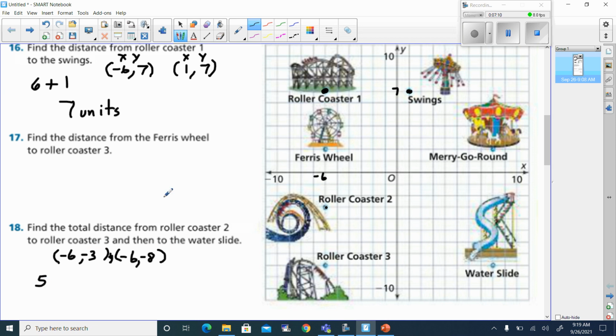Okay, and some people are saying, shouldn't I have gone ahead and taken the absolute value of both of these? No, that only is for when I'm going across a quadrant. Because look what happens here. If I do that, I'm going to have 3 plus 8. And we know that this is not 11 units away from each other.